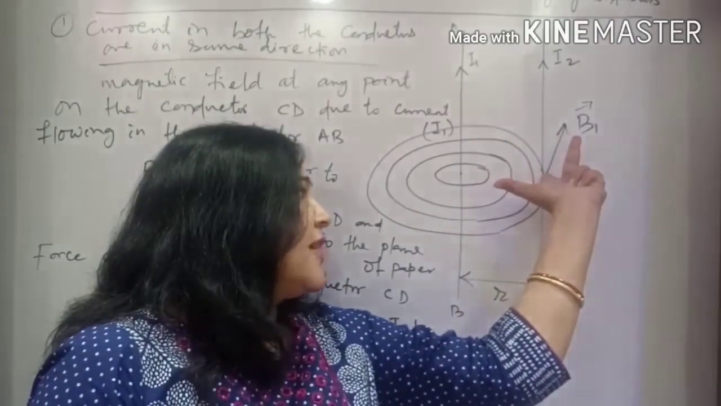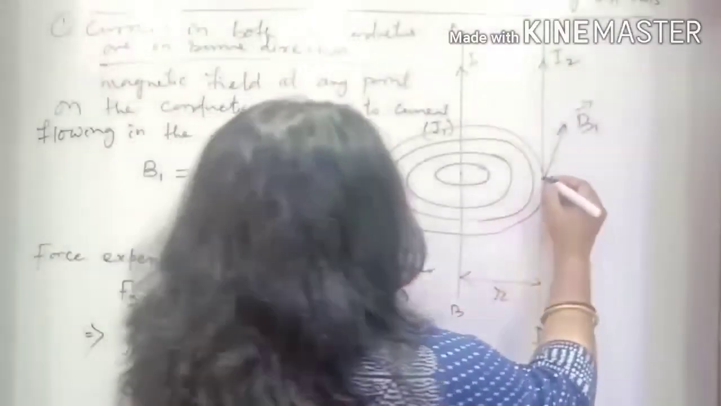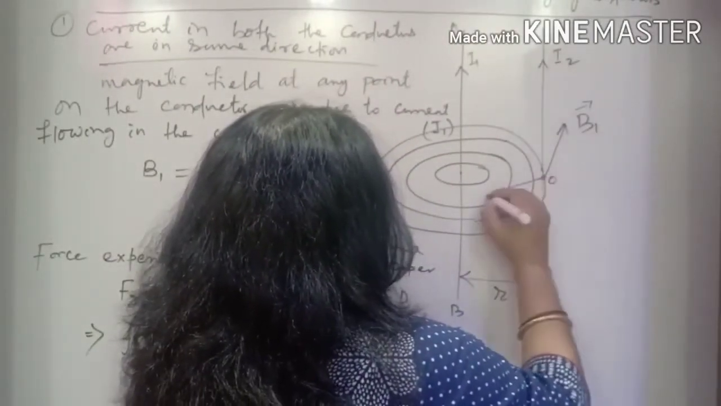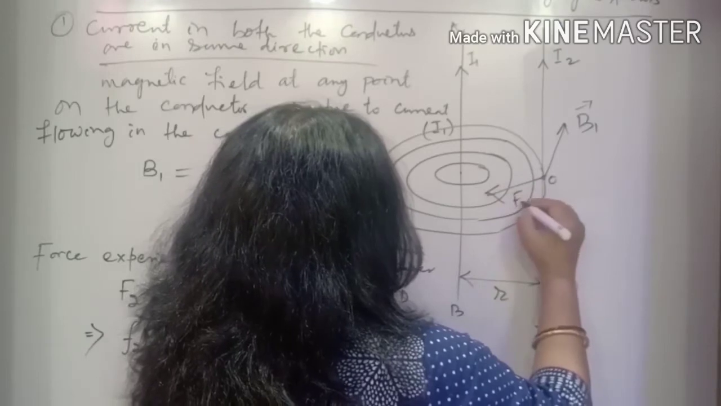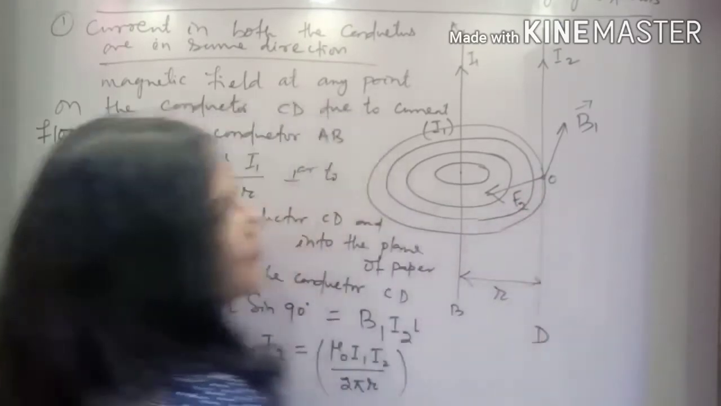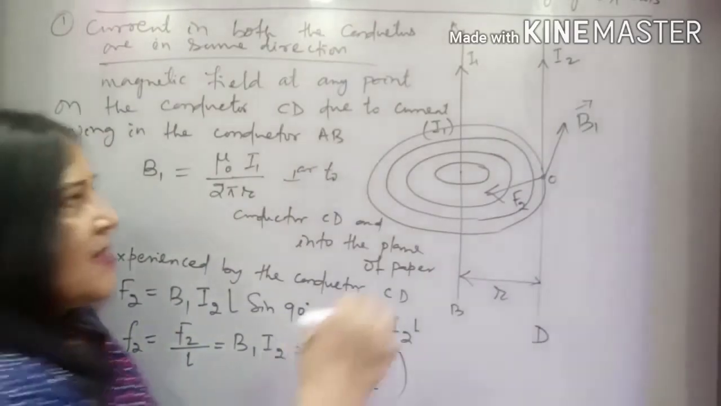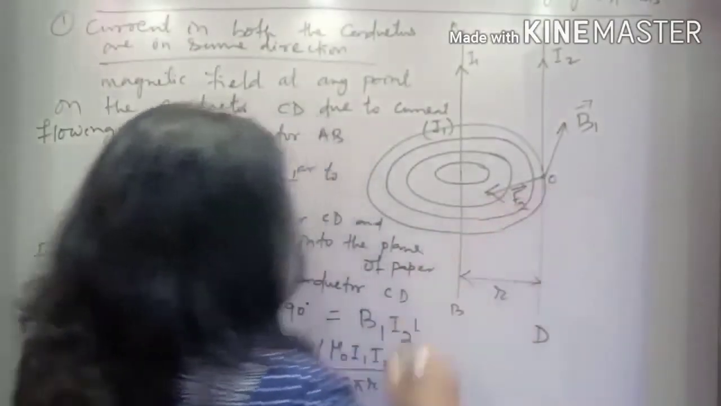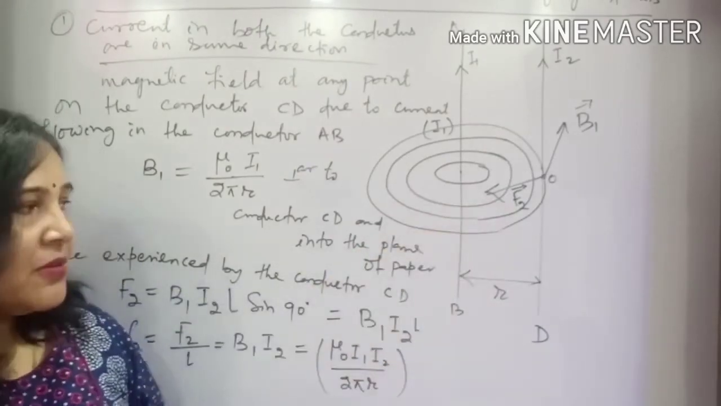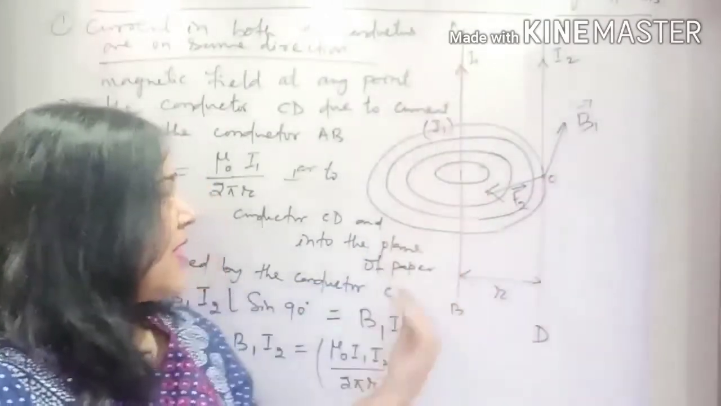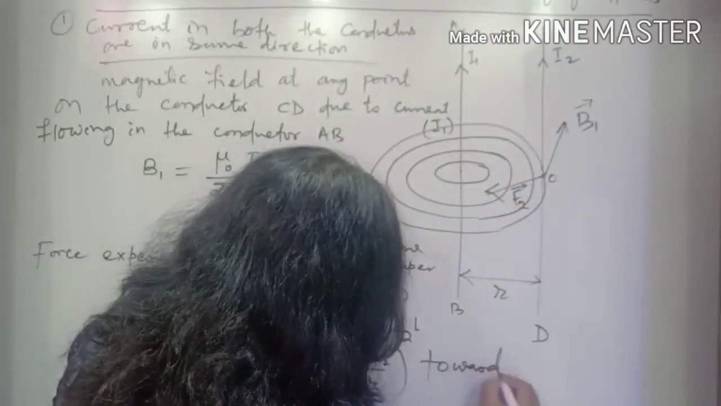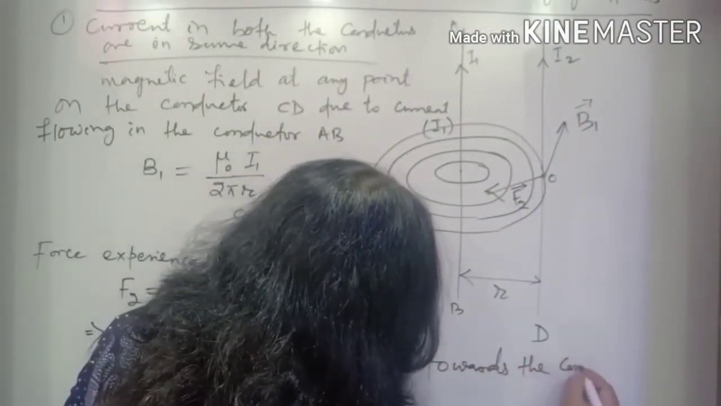Now here the force direction is this one. So at this point, this is B1's direction, this is the current, and the direction of the force is this one. And this force, as I said, is F2, the force experienced. What is the direction of this F2? You can see that it is towards the conductor AB. So I can mention this is towards the conductor AB.